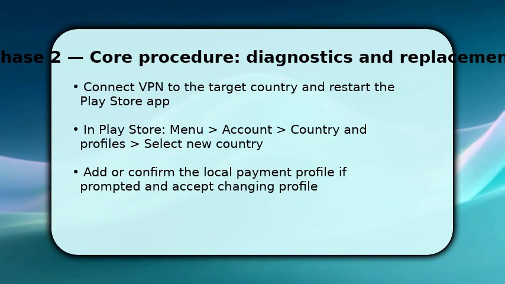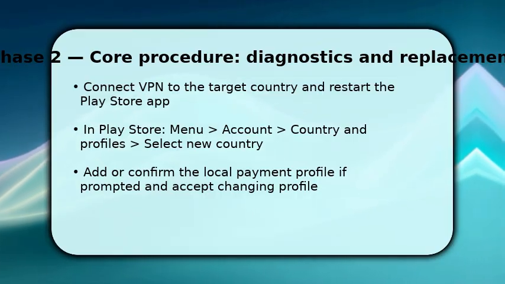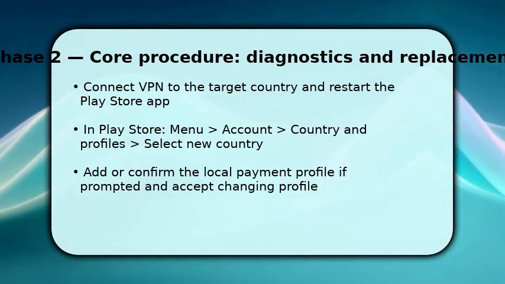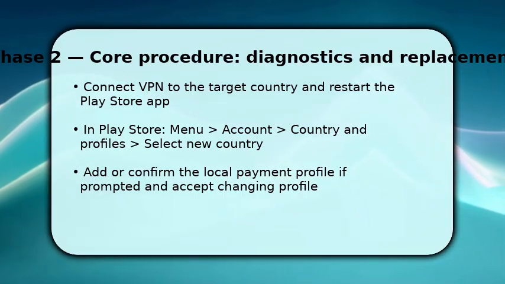With VPN active, relaunch Google Play and go straight to Menu, Account, Country and Profiles. You should see an option for the target country. Tap it and follow prompts. If Play asks for a payment profile, add the local card or select the prepared profile. This is why you set one up first.